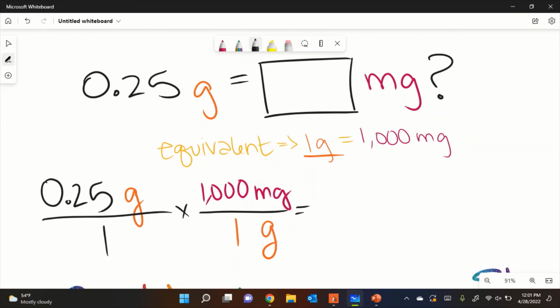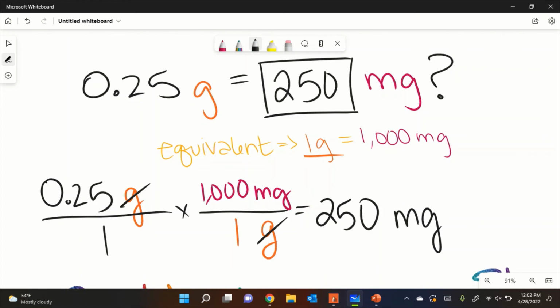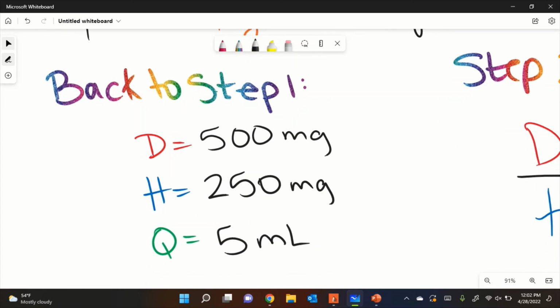We can just add the equal sign and cancel units. Grams are on top and grams are on the bottom, so we can get rid of those. And we're left with 25 hundredths times 1,000 milligrams over 1 times 1. Anything over 1 is itself, so I'm not going to bother writing it. I'm just going to write what 25 hundredths times 1,000 milligrams is. And in fact, we find that that is 250 milligrams.